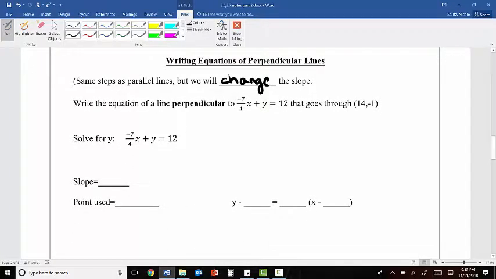Okay, perpendicular lines are basically the same thing, only you have to remember that you're going to have to change the slope using your memorization rules. So first things first, we need to get y by itself. So we are going to add 7/4 x to both sides.